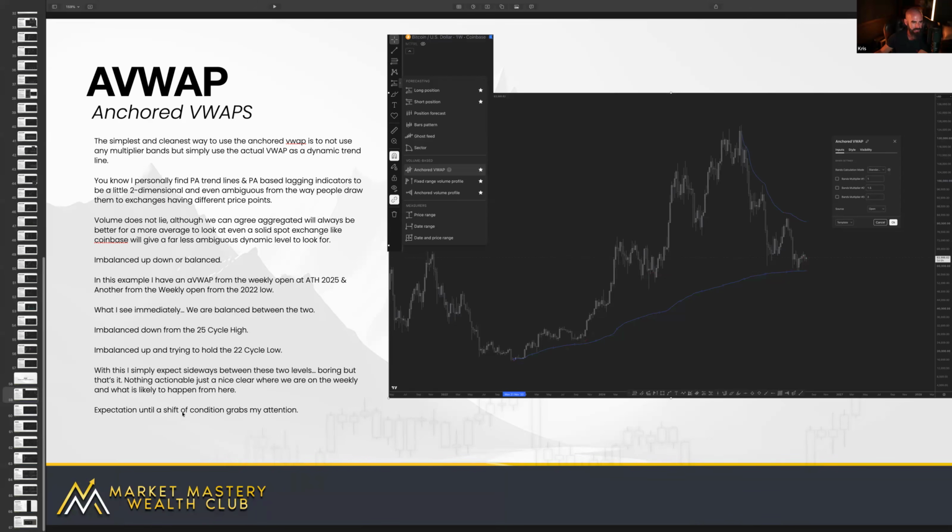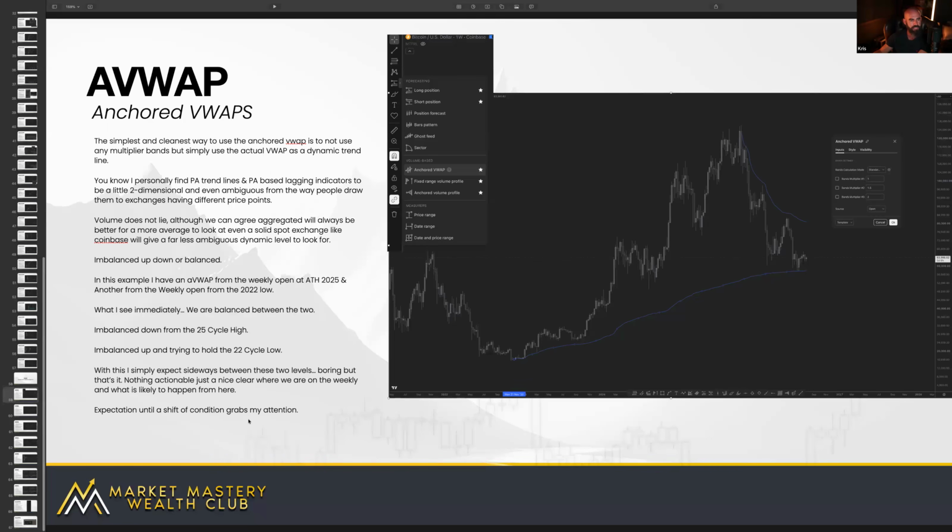So yeah, expectation until a shift of condition grabs my attention. So it's all expected. I just expect it to remain in between here and here. However, if I see it go under and start falling down, then that's a shift of condition. Likewise, if I see it come up and start pushing up, then that's a shift of condition. So just different ways to see shifts of condition.